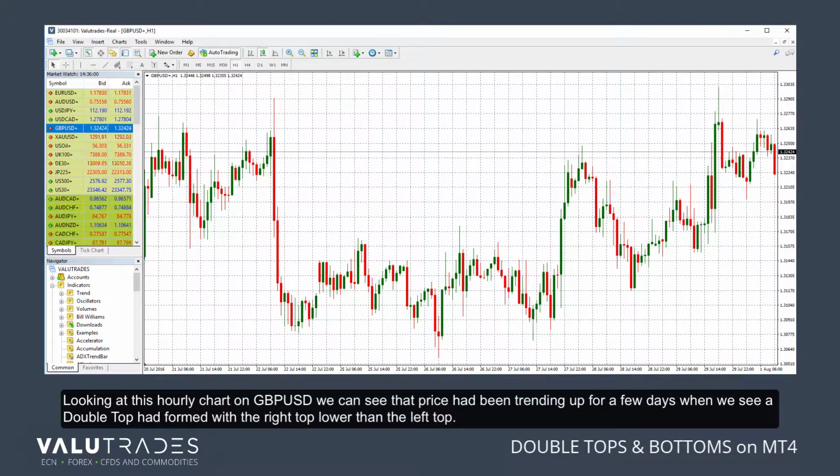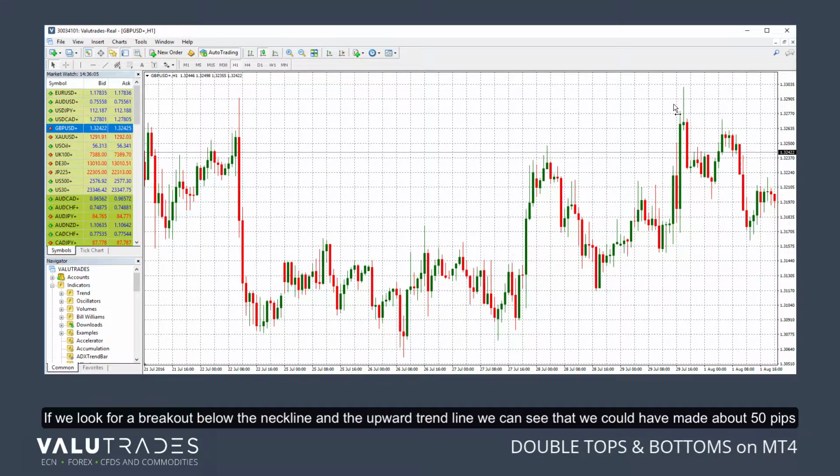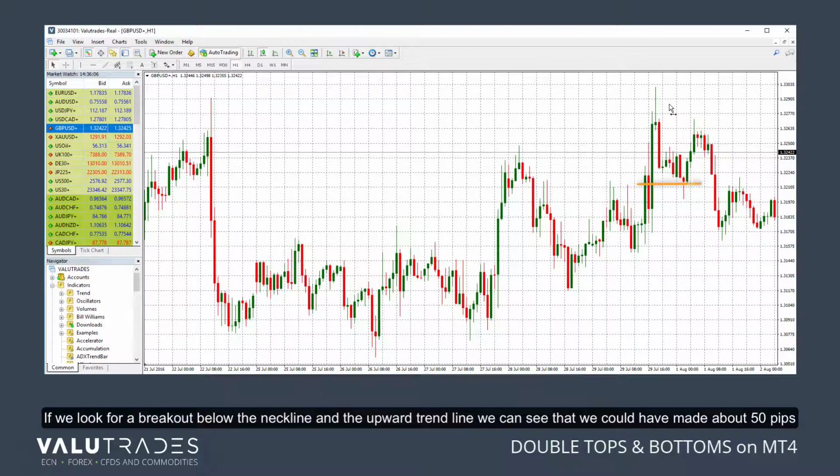Looking at this hourly chart on pound dollar, we can see that price had been trending up for a few days and that a double top had formed with the right top lower than the left top. As a reversal trade, we're going against the trend, so we have to be very careful here. If we look for a breakout below the neckline and the upward trend line, we can see that we could have made about 50 pips.